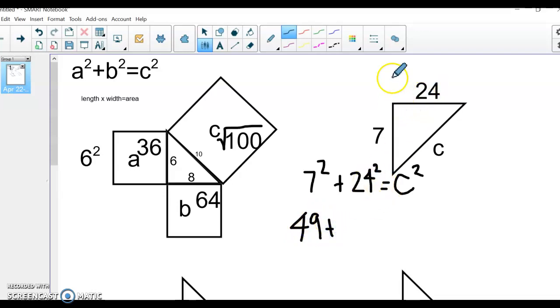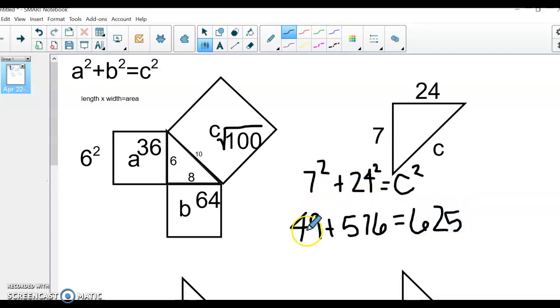And then the area of this square over here would be 24 times 24, which would be 576. A big area of that one. And then 576 plus 49 is 625.